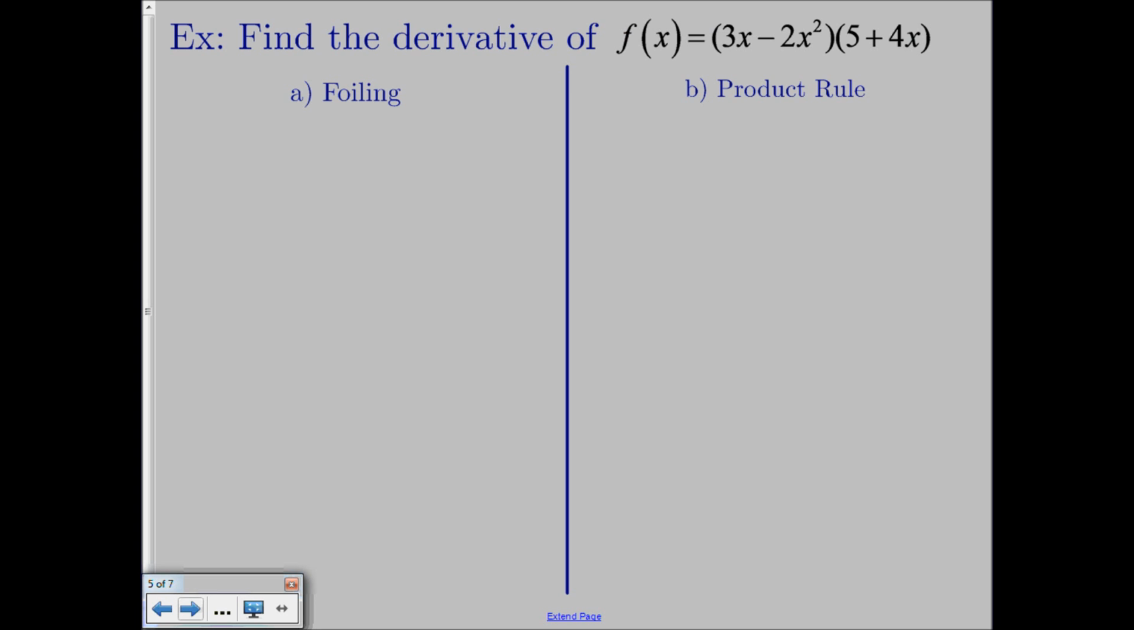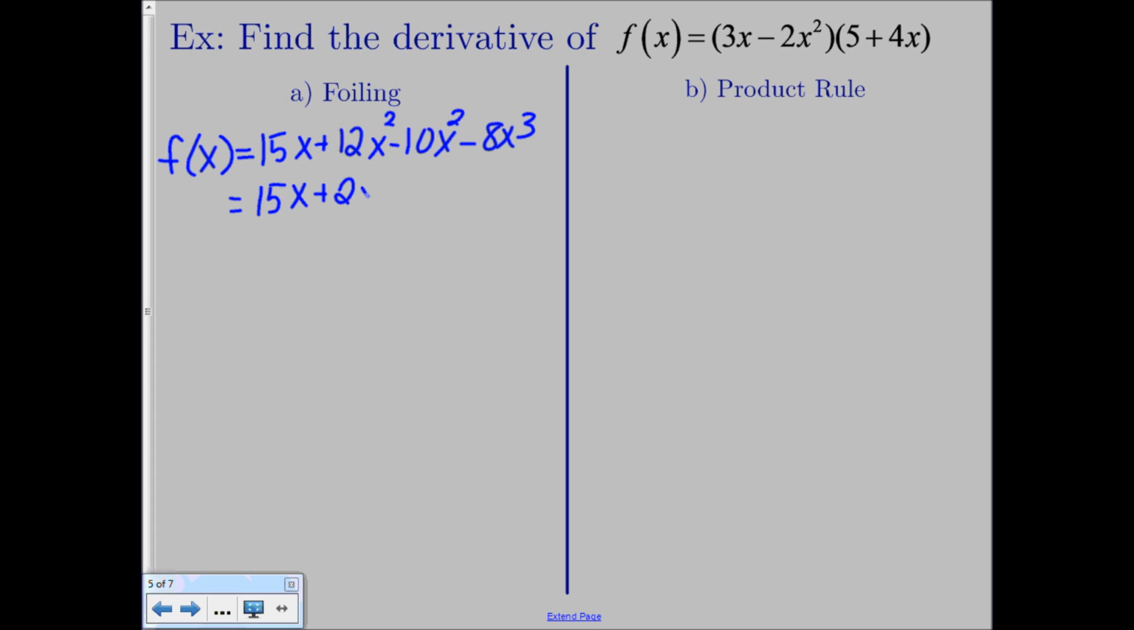And then we're going to apply the product rule to it and see that we get the same thing. Show you why the product rule works a little bit. So first we're going to FOIL those two quantities together to find out what f of x is equal to, what the polynomial is. So doing that real quickly, we get 15x plus 12x squared minus 10x squared minus 8x cubed, which if we simplify it, we get 15x plus 2x squared minus 8x cubed.